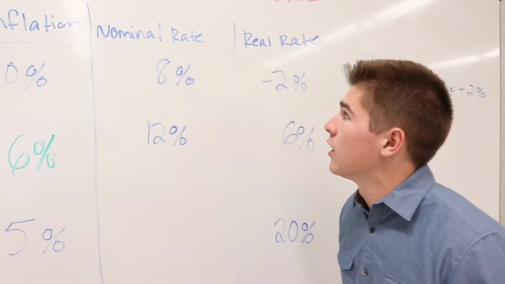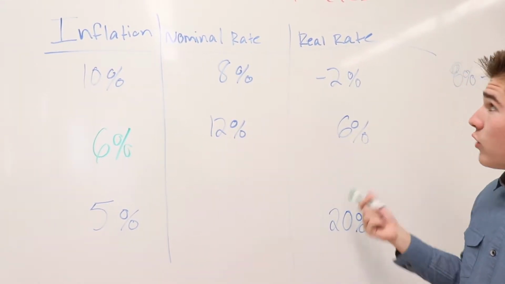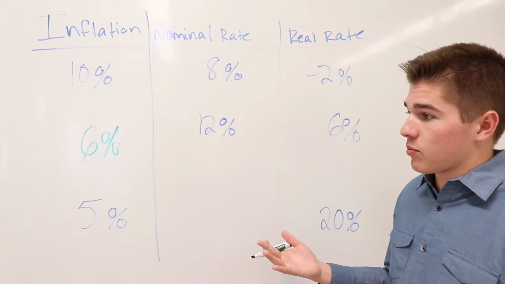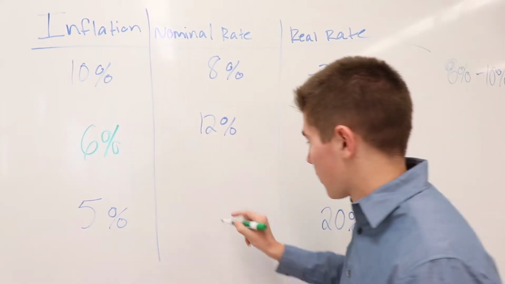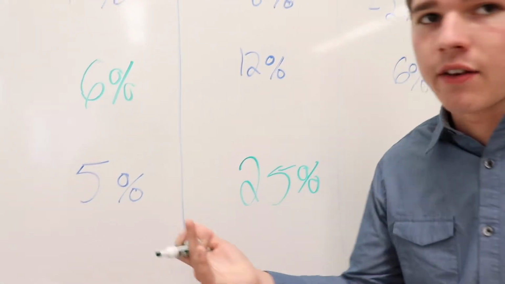For the next one, they're asking for the nominal rate of interest. So to look at that, you already know the real rate of interest is 20%. So you say what minus 5% is equal to 20? 25%. And there you have it.